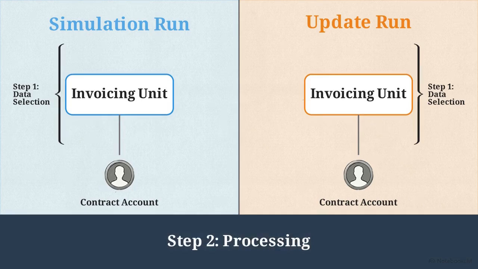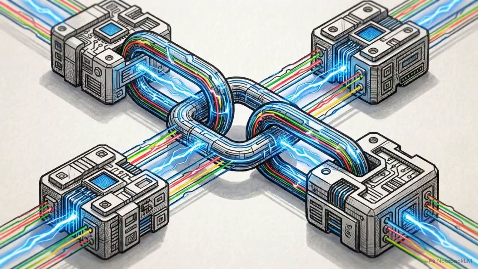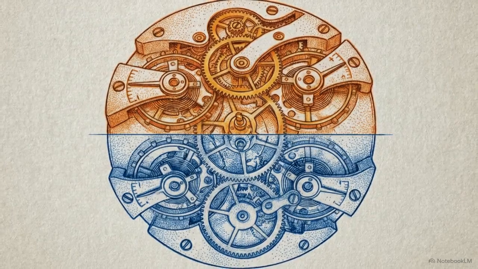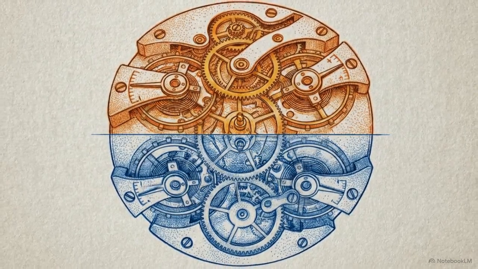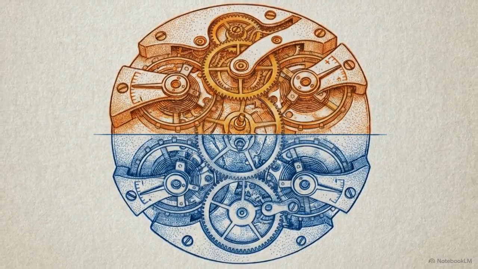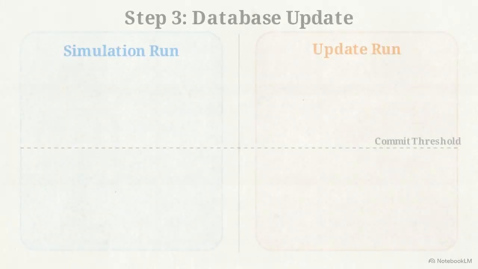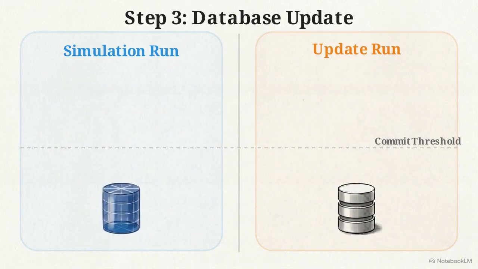Next comes step 2, document processing. Here, the system links the individual billing items together and derives the necessary posting rules for FICA. If you have configured additional functions, like complex payment card clearing logic to match a credit card transaction to the invoice, the system evaluates that logic perfectly in both scenarios. Up to this exact moment, the simulation operates as a perfect mechanical mirror of the update. It executes the identical underlying configuration logic. That identical pathway shatters at step 3, the database update.